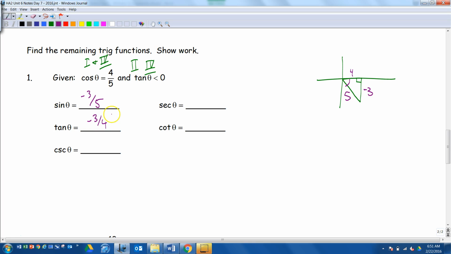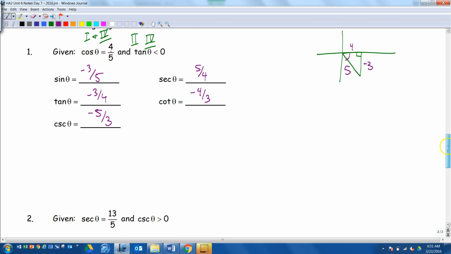Okay. So secant is the flip of cosine. So cosine I was given as 4/5. That means secant has to be 5/4. Cotangent's the flip of tangent. So since tangent's negative 3/4, this is negative 4/3. And cosecant is the flip of sine, or the reciprocal. So we get negative 5/3. So now we have all the trig functions based on that triangle.